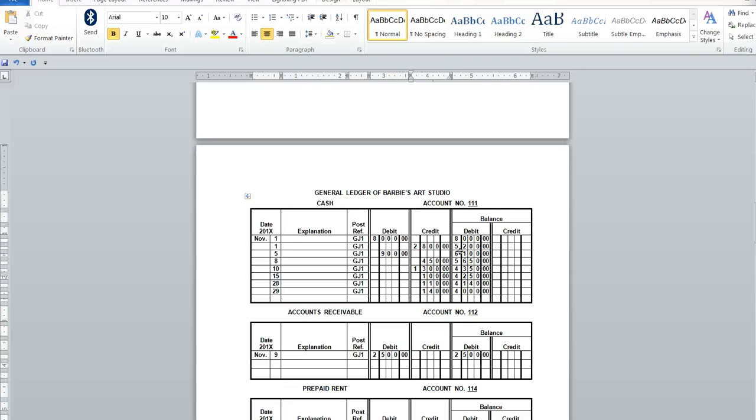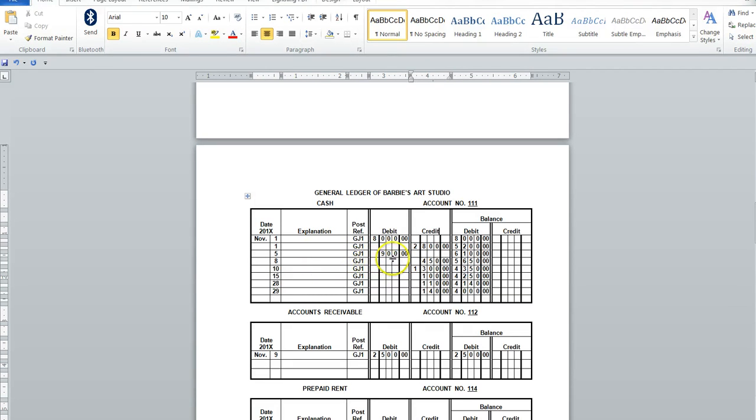So that gets you going with the process of posting. As you can see, I want you to take it line by line, just like I did. But just to show you, the cash account is the most complicated.